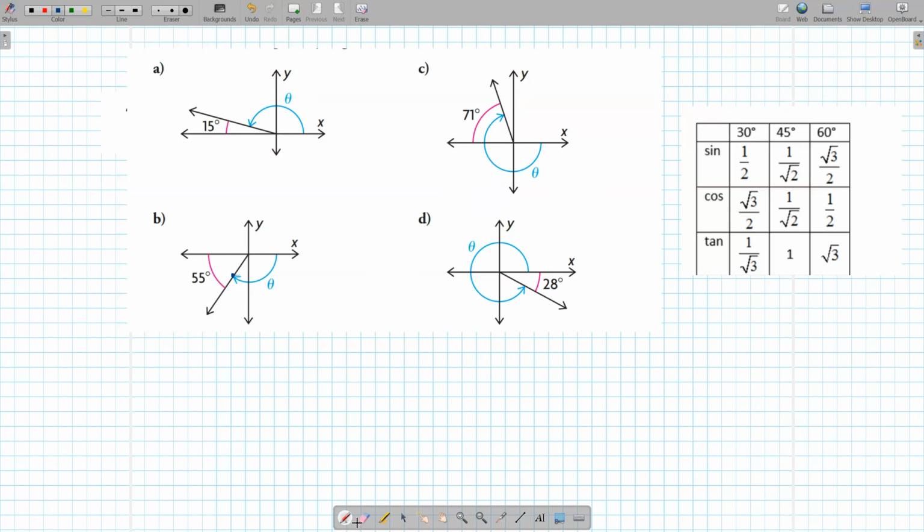Now this one will be a positive angle because we are indeed going counterclockwise. We're going up from the x-axis. Is it 332? Yeah, that's good. It is indeed 332.